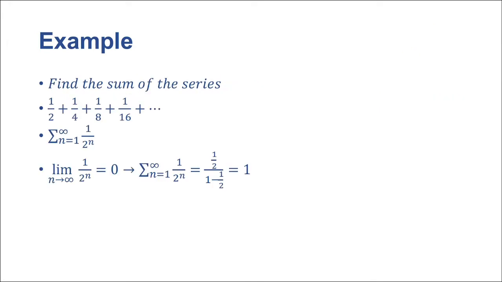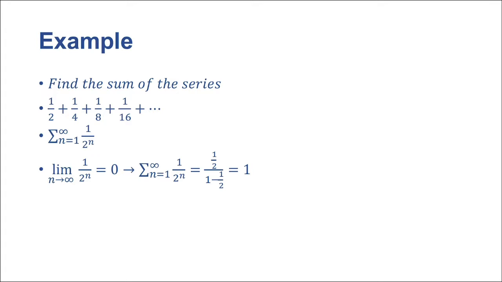Okay, so now let's look at another example. We're going to use that formula that we used earlier. I want us to find the sum of the series 1/2 plus 1/4 plus 1/8 plus 1/16, and so on and so forth. We can obviously see a pattern in the denominator. We keep multiplying everything by 2. So the general term in the denominator is just going to be 2 to the n. So we get the series from n equals 1 to infinity of 1 over 2 to the n.